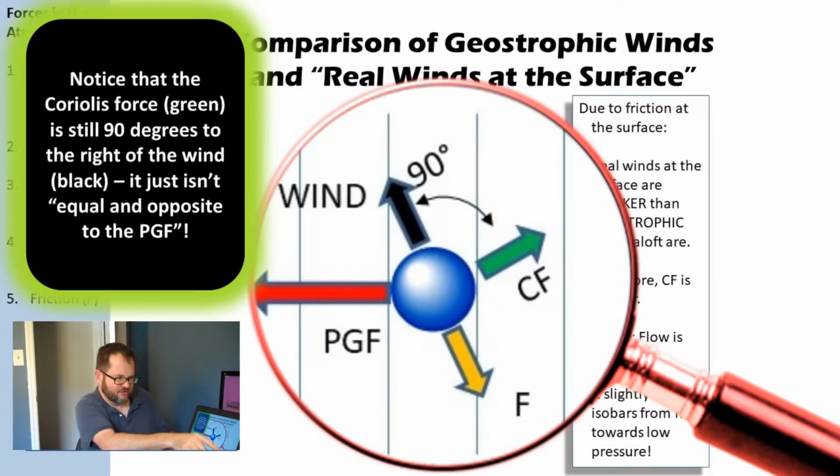Again, I zoomed in here with my little magnifying glass tool to show you that the Coriolis force, which is labeled here in green, has to still be drawn at a 90-degree angle to the wind. It's just that it isn't equal and opposite to the pressure gradient force anymore. I forgot I had this cool slide to show that.